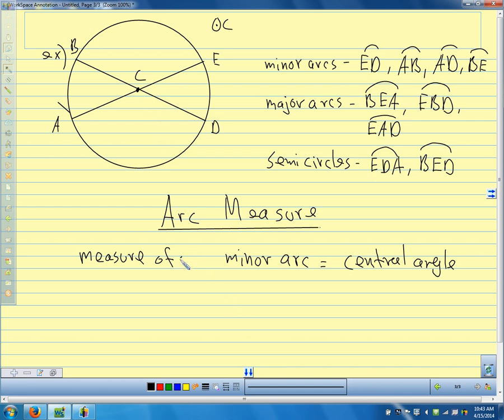The measure of a major arc. You'd want that formula in your graphic organizer. Minor arc equals the central angle. Major arc equals 360 degrees minus the minor arc. 360 degrees takes us all the way around. The minor arc tells us one part, so this tells us what it takes to make up that 360 degrees.